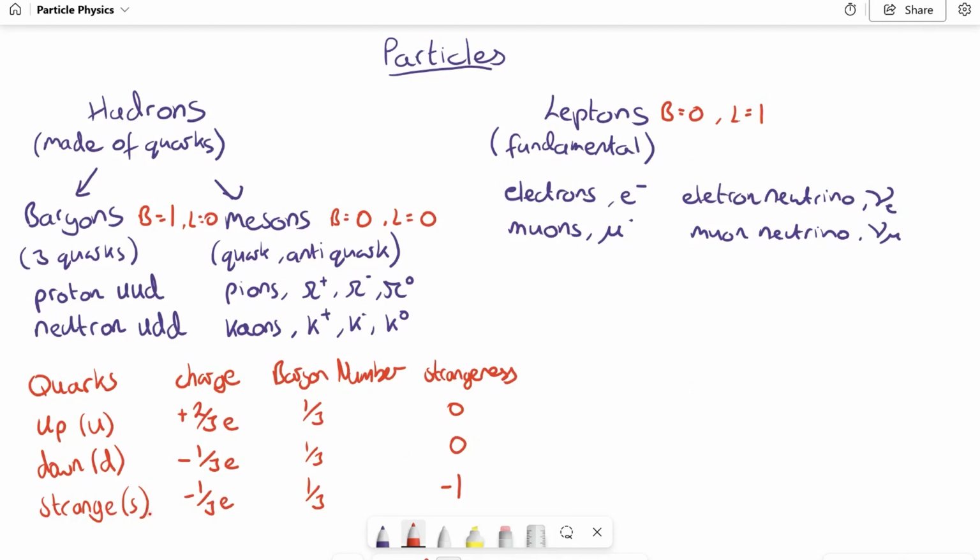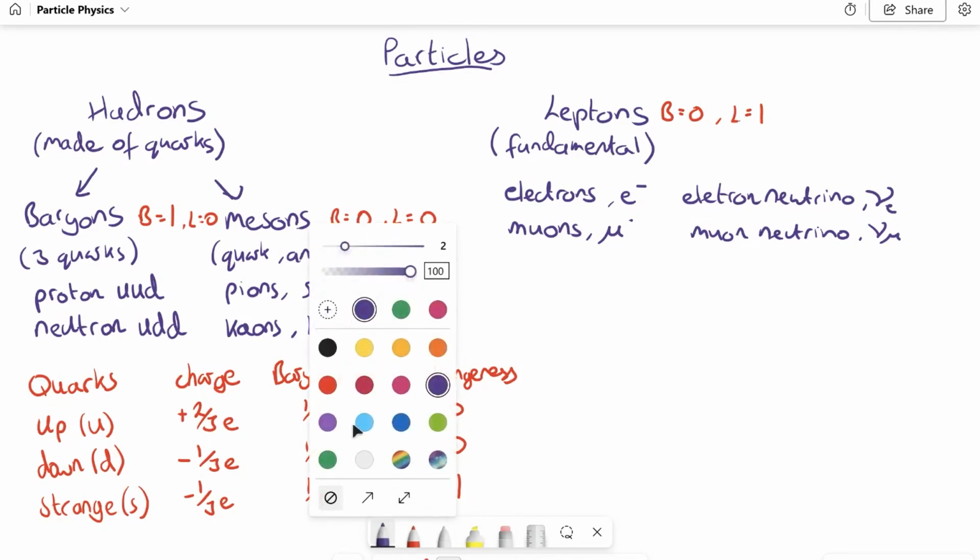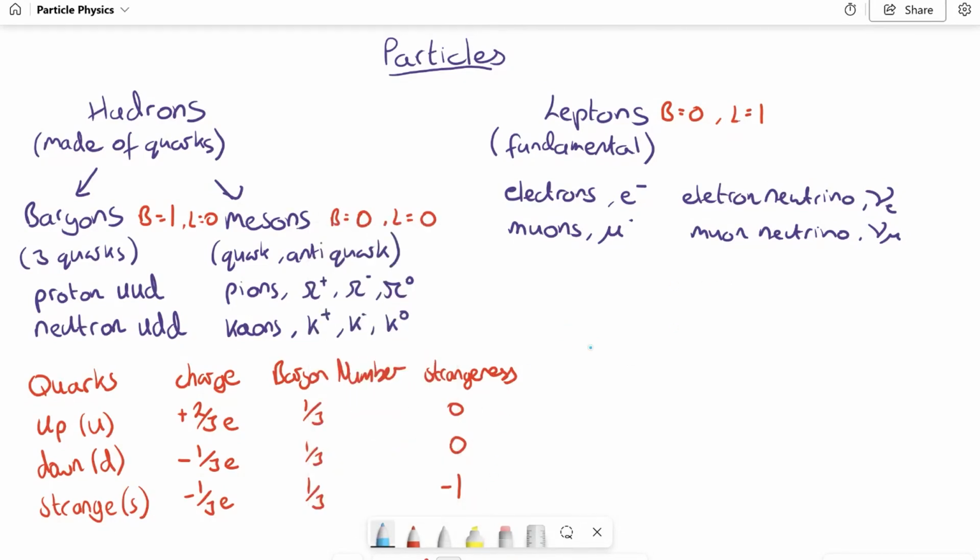Our other quantum numbers are our strangeness and charge. So we've got charge, baryon number, strangeness, lepton number. They are our 4 quantum numbers, and they must be conserved in all interactions, apart from strangeness. We'll look at that in a little bit more detail as well. The last thing to look at is our fundamental forces.